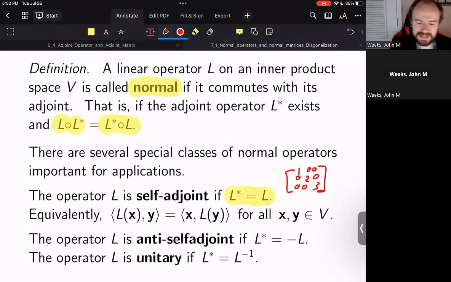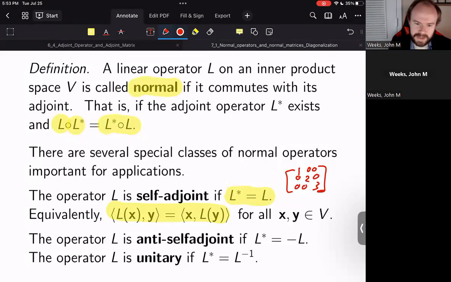Another way to write that is in terms of the inner products. I could write L in the first argument of an inner product with vectors x and y, but then I could move the L over to the second argument of the inner product, and usually I have to pay a star in order to do that. I have to add a star to the operator. If it's self-adjoint, then L star is the same as L, so I do not have to pay the star whenever I go from one spot to the other.